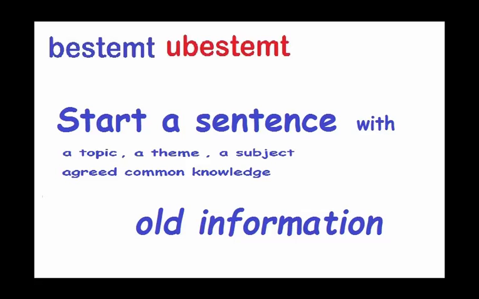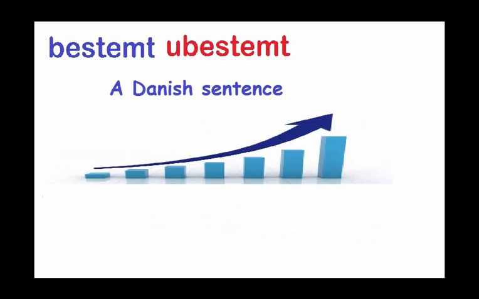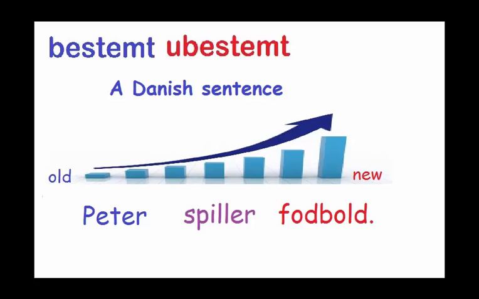Okay, I'll draw you a picture. Think of this as a graphic representation of news value. Let's say we're going to talk about my neighbor Peter. So we start our sentence with him. Peter is our topic. He's old news. Now comes the new information. Peter spiller fodbold. Peter plays football. So now we have the old news that we're talking about and new news, which is new information for the listener or the reader. Peter is our topic and spiller fodbold is the new information.